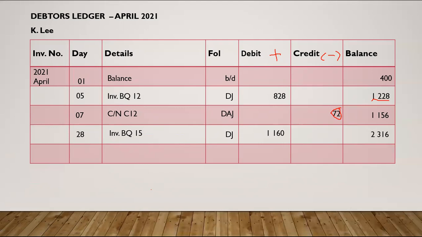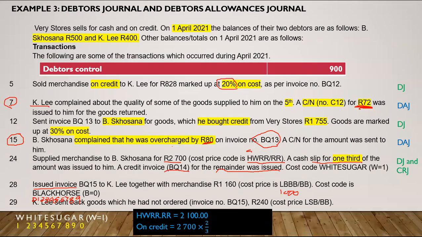On the 29th, Kylie sent back the goods which she had not ordered, but they said nothing about claiming for an allowance. So they gave you the cost code. The L is 1, S is 8, and B will be 0. So the cost price there will be 180. And when you write it down, it will be recorded in the debtors allowances journal.